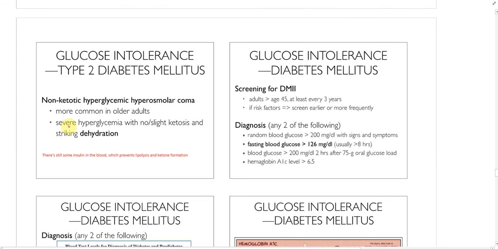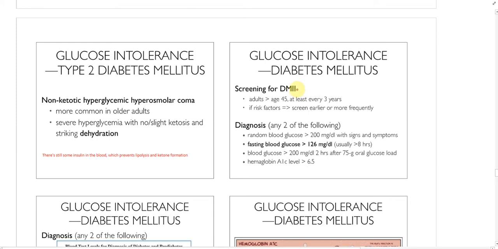And they can have severe hyperglycemia, like in the 700s, with no or only slight ketosis, but striking dehydration. So they're going to be super dehydrated. And with this, where there's still some insulin in the blood, that's the reason why this is not ketotic. There's still just enough insulin to allow the cells to have just enough sugar to not resort to lipolysis.